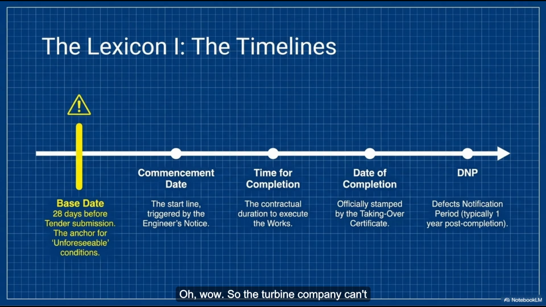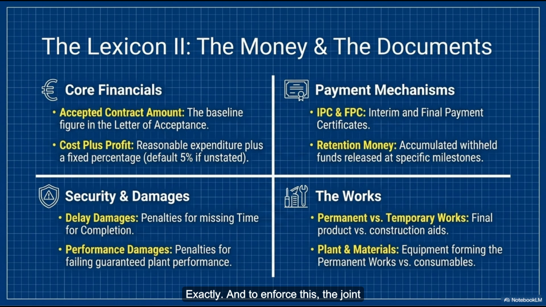Oh, wow. So the turbine company can't just stand there and say, hey, we just build the spinning metal parts, the concrete isn't our problem. Nope. The employer forces them to form a single risk entity. They totally refuse to play a shell game. They demand one single point of accountability. That makes sense. You don't want people pointing fingers when billions are on the line. Exactly. And to enforce this, the joint venture actually has to appoint a recognized leader who holds the legal authority to bind every single member of the group. So the employer just needs one hand to shake and, I guess, if necessary, one entity to sue.